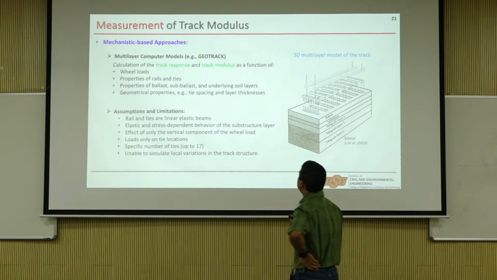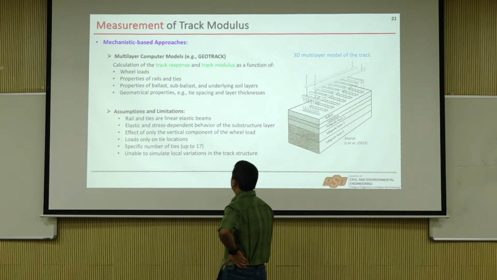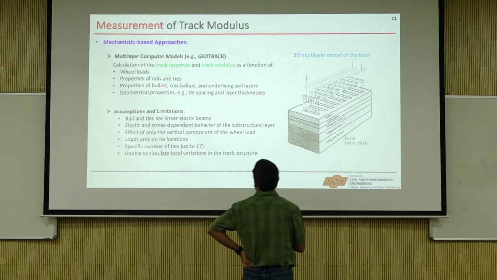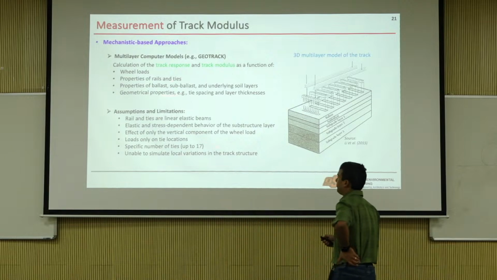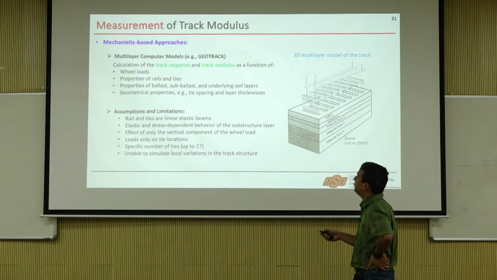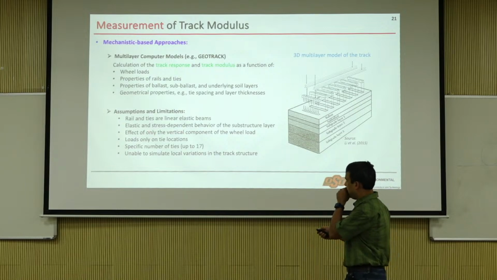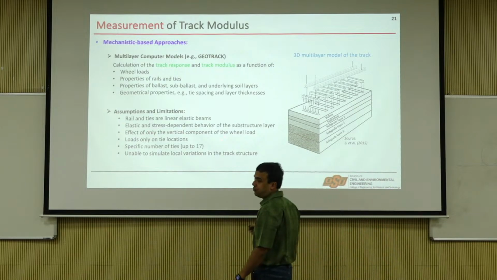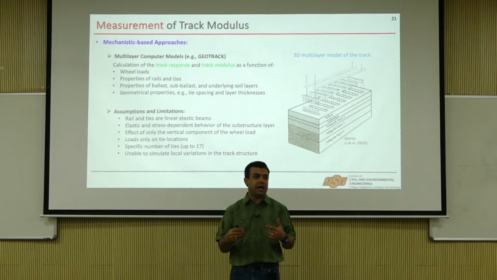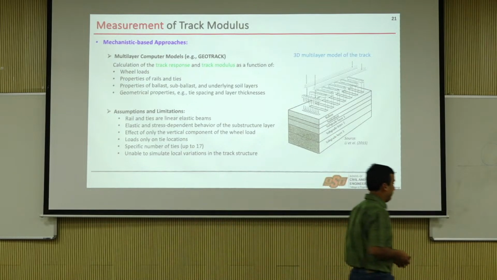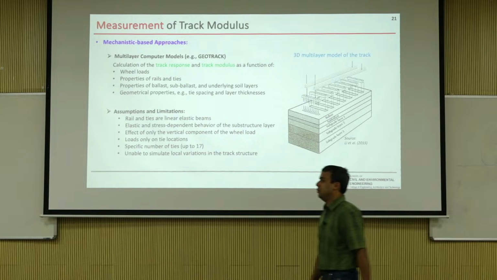I already showed you the concept of it. It can actually give you a modulus. Rail and ties are linear elastic beams. Stress dependent behavior cannot be modeled. It only considers the effect of the vertical component of wheel load. You don't have the ability to include horizontal load. That's the big one. How does a rail go, folks?